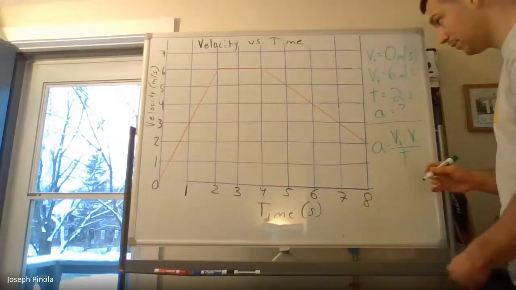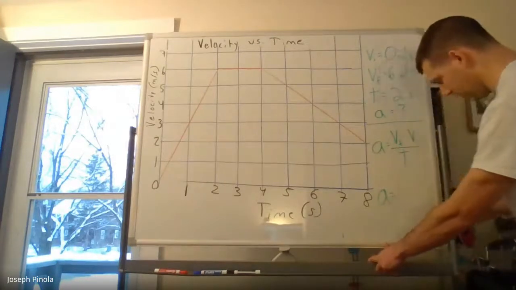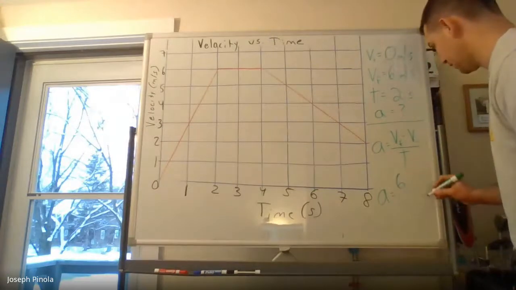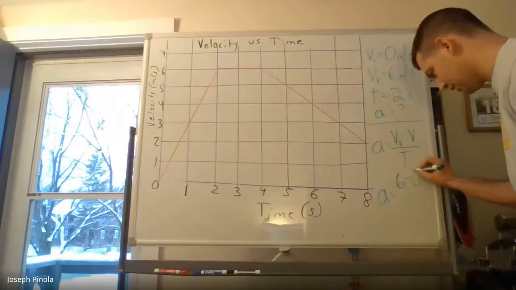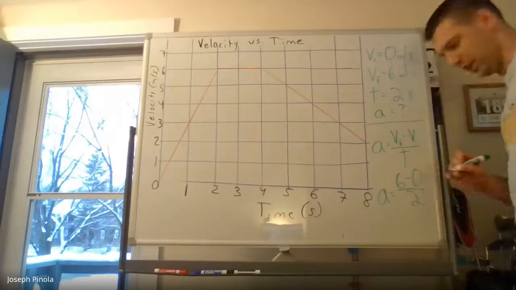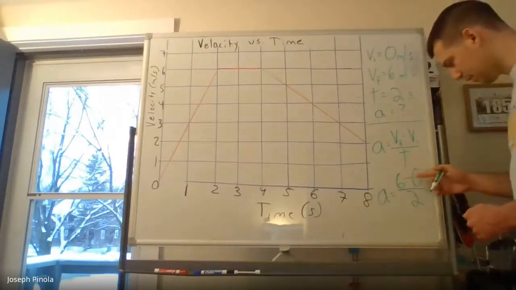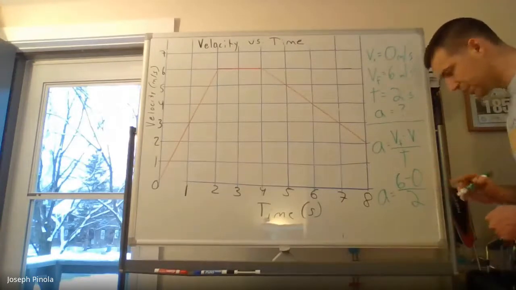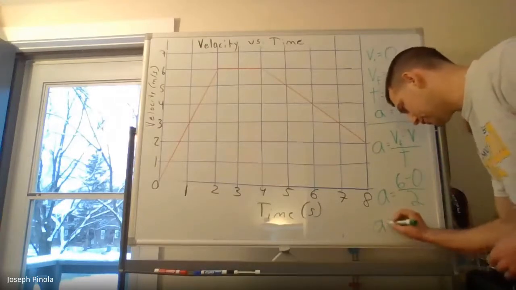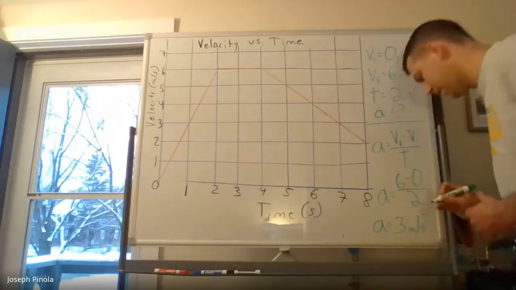And so in this problem, to find acceleration, as our third step would show, we just need to take the final velocity, 6 meters per second, subtract the initial velocity, 0 meters per second, and divide by the time of 2 seconds. If you do that on your calculator, 6 minus 0 is 6. 6 divided by 2 is 3. That means our answer is that the acceleration is 3 meters per second squared.